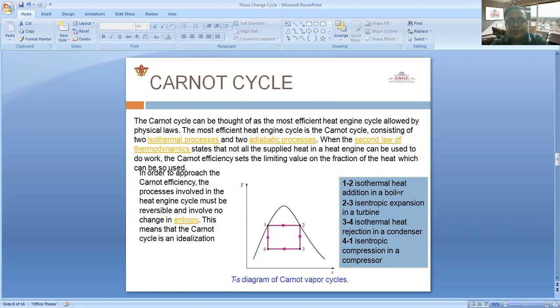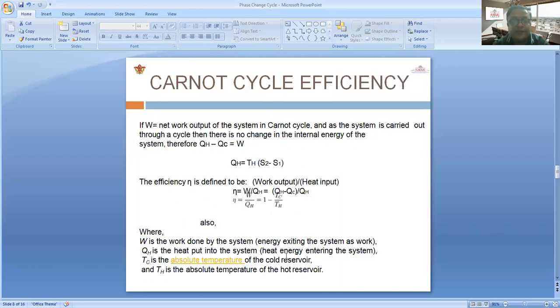So 1 to 2 is the isothermal heat addition in a boiler. 2 to 3 is the isentropic expansion in a turbine. 3 to 4 is the isothermal heat rejection in the condenser, which takes place in the condenser device. 4 to 1 is called isentropic compression in the compressor. For the Carnot cycle efficiency, the processes involved in the heat engine must be reversible and involve no change in the entropy. This means that the Carnot cycle is an idealization, which cannot be possible in practical conditions.